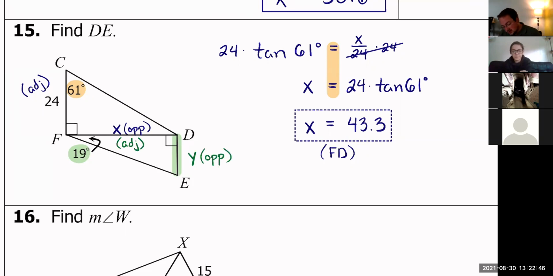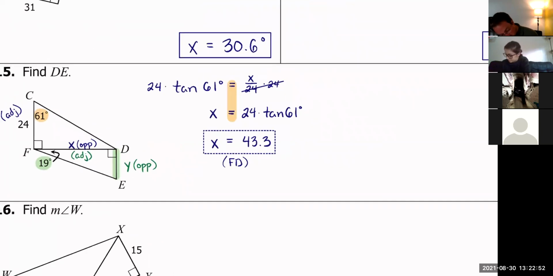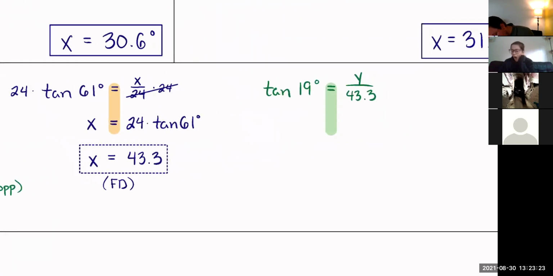So which trig function am I going to use here? Tangent. Tangent again. But we need to watch where this drops here. So let's see, I'm going to have tangent of my angle, which is 19 degrees, equals the ratio opposite over adjacent. So Y over 43.3. I'm going to go into solving mode here, multiply both sides by 43.3.